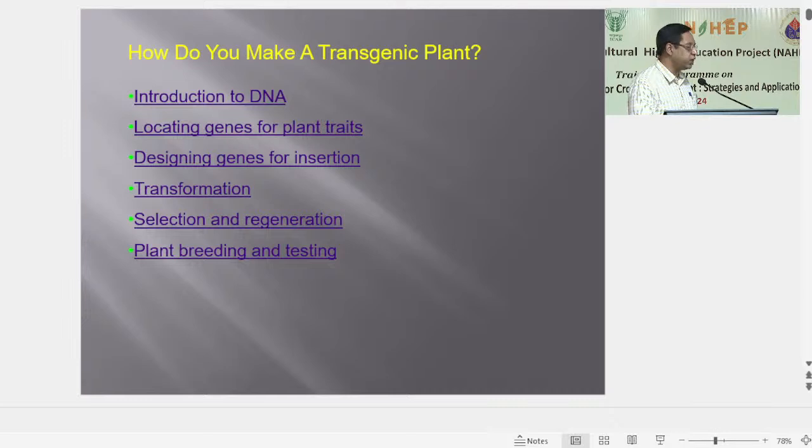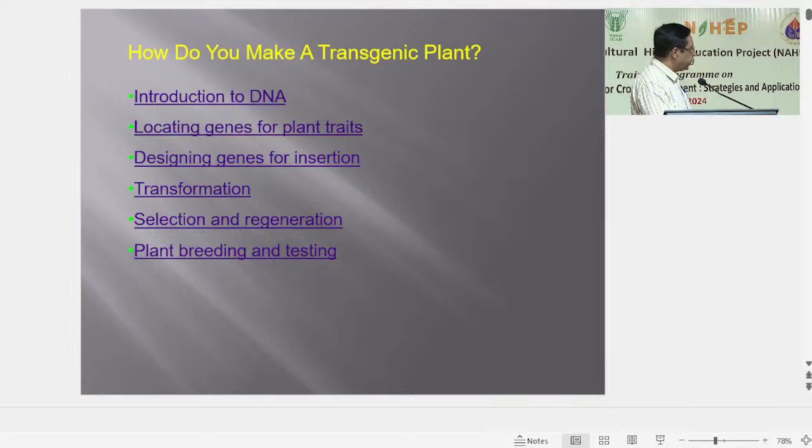But still, locating the gene for plant traits or identifying the gene for a plant trait, that is still a big question. Okay, Arabidopsis or the 16 GB genome of wheat, that does not really make much sense. It would be 80 GC. But what are the genes specifying which particular trait? That is very, very important. It is one of the most difficult or limiting steps in the transgenic process.